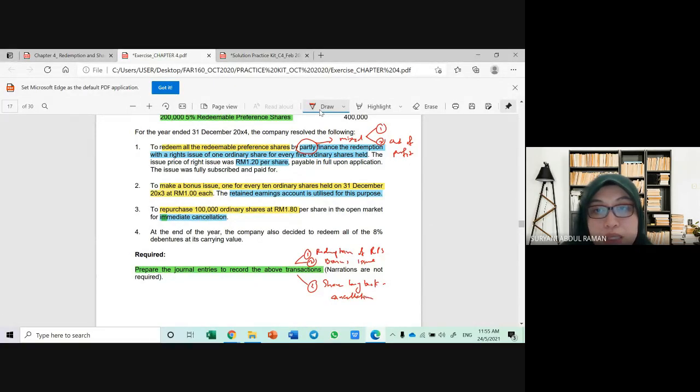So there will be 3 steps, compared to treasury shares, where you only have 1 step. Last but not least, at the end of the year, the company also decided to redeem all of the 8% debentures at its current value. So we have another transaction for chapter 4, where the company wants to redeem all of its debentures at its current value. So altogether we will have 4 transactions, where the last one refers to the redemption of the debentures.